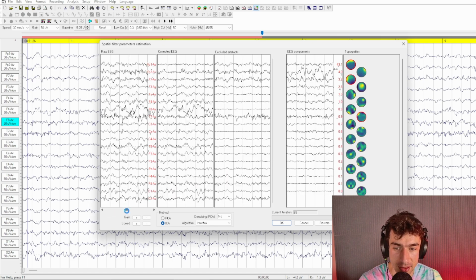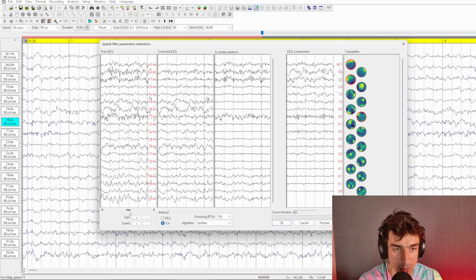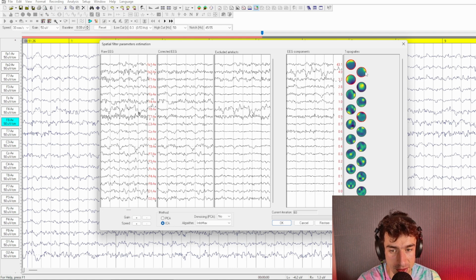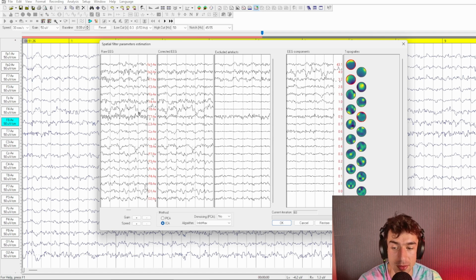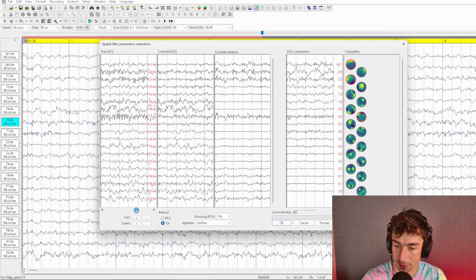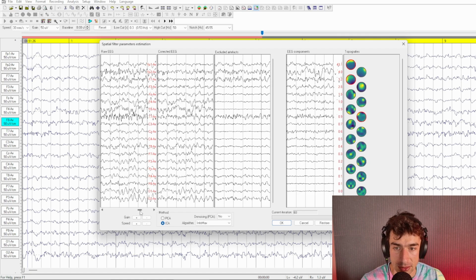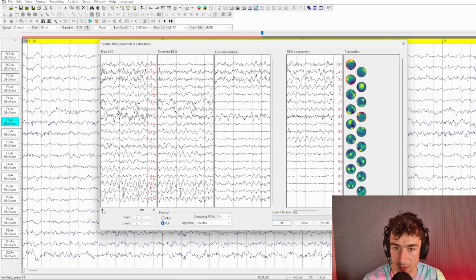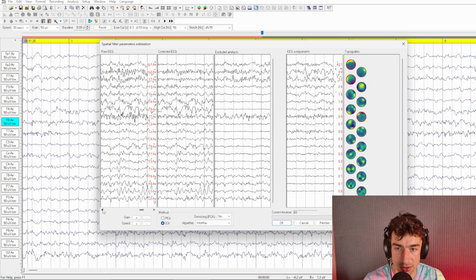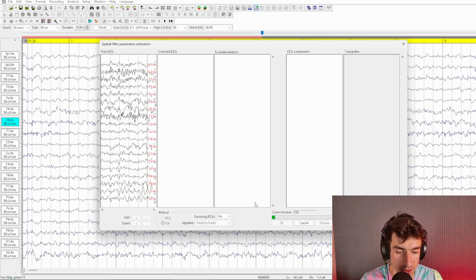So the challenge here is we'd like to get rid of some of the EMG that's there, but we also don't want to squish the real slow activity that's happening there. And that simply may not be possible. When we look at the corrected EEG versus the excluded artifacts in some of the sections where there's more of this EMG, this is not doing a spectacular job. So I'm switching back over to the TON, and we're going to see if this does a more effective job cleaning.